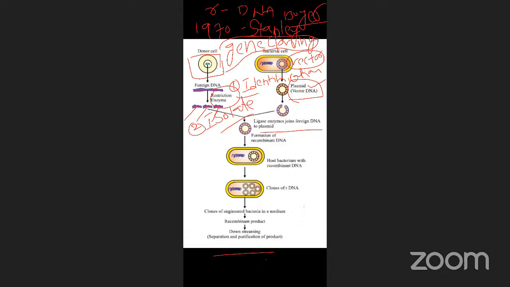Select the vector, select the proper vector. So the vector cell is the bacteria. From the bacterial cell, only the plasmids are separated. This plasmid acts as a vector.